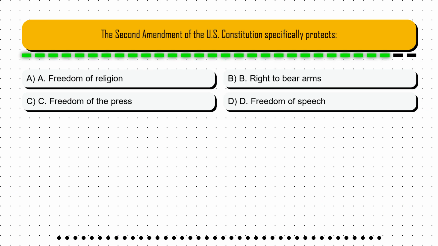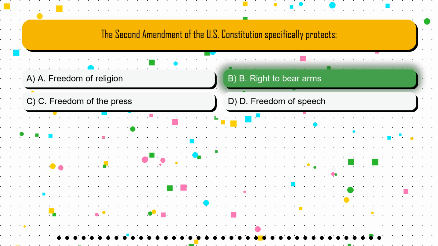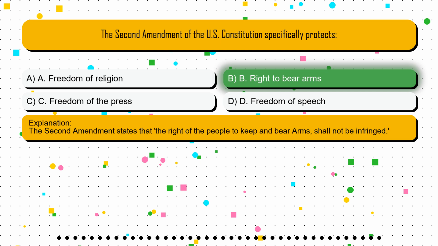Question 38. The Second Amendment of the U.S. Constitution specifically protects option A, freedom of religion, option B, right to bear arms, option C, freedom of the press, option D, freedom of speech. The correct answer is option B, right to bear arms. The Second Amendment states that the right of the people to keep and bear arms shall not be infringed.